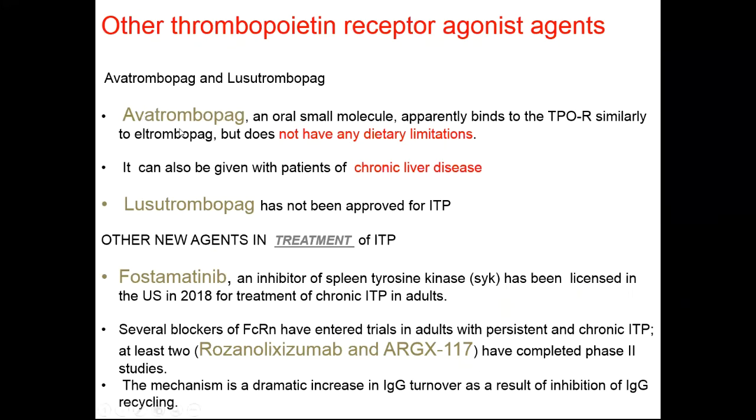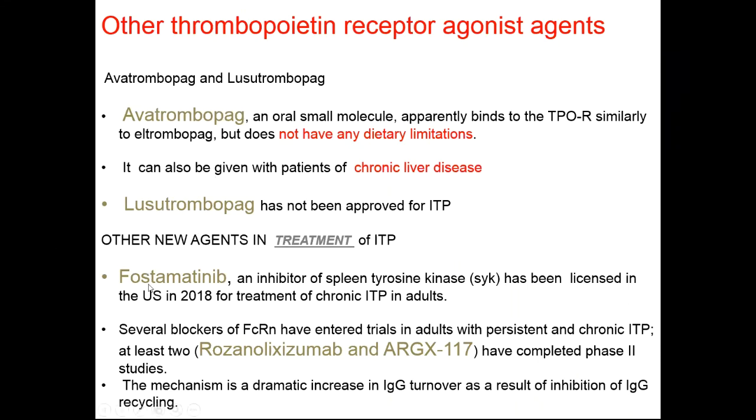Avatrombopag, as I already discussed, acts just like the eltrombopag, but it does not have any dietary restrictions. And it also can be given in patients of chronic liver disease. But these have been approved in adults, and the clinical trials in pediatric patients are going on in 2021. Azutrombopag has not been approved for ITP.